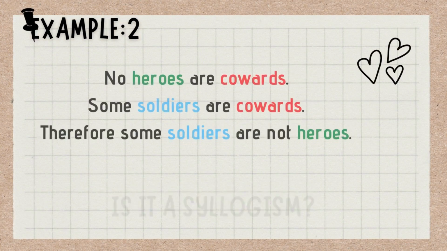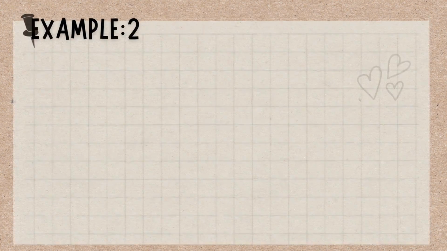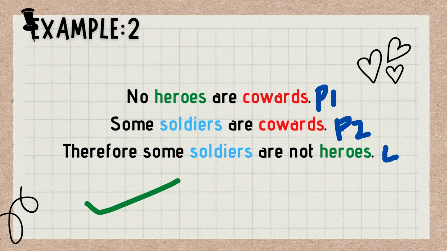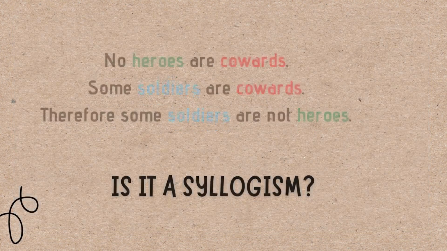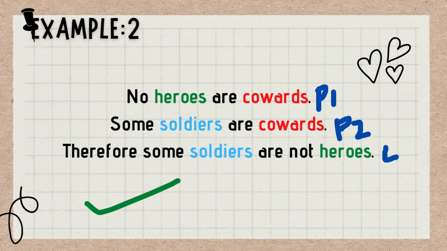So, let's see if it is a syllogism or not. The first rule is we will be checking the premises and conclusion. In a syllogism, we must have two premises and one conclusion, and the conclusion must be derived from the first two premises. As you see, we got two premises and one conclusion, and the conclusion is derived from the first two premises. So it is a syllogism.